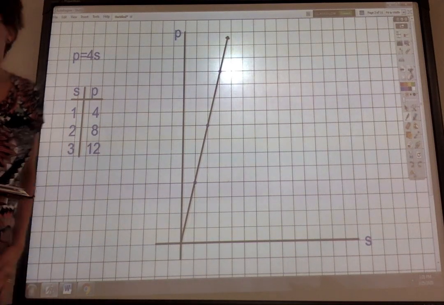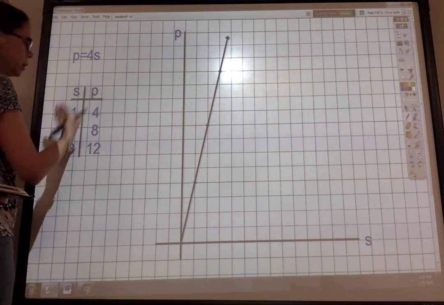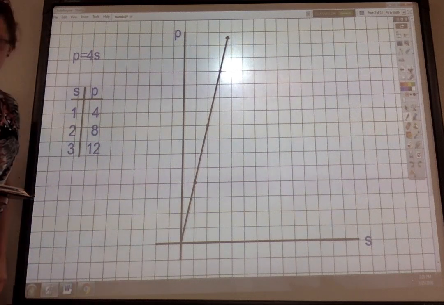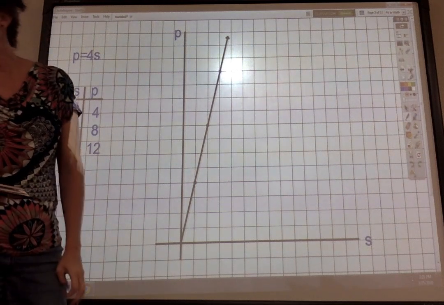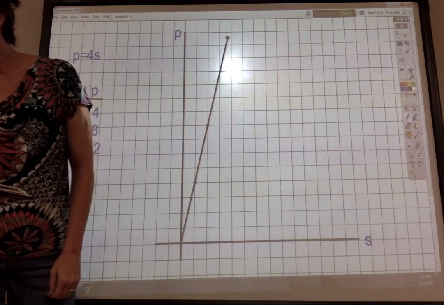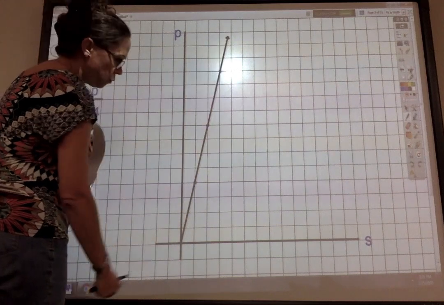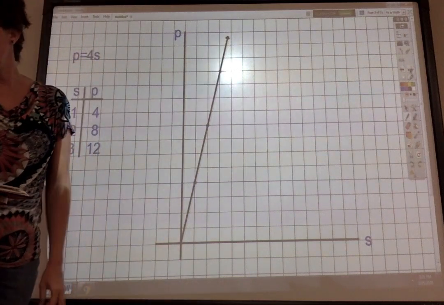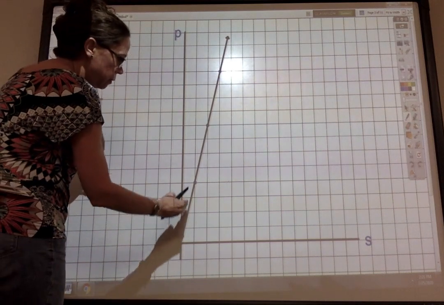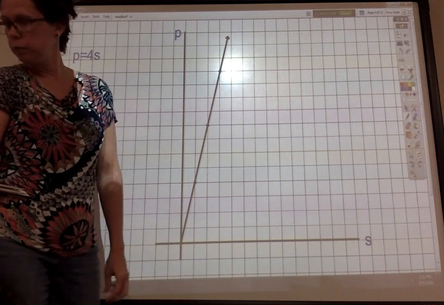So they gave us a table of values. This one here, if my side length is 1, my perimeter is 4. If my side length is 2, perimeter is 8. If my side length is 3, perimeter is 12. And they went ahead and graphed these points, and they formed a line here to show that every point on this line would satisfy this function.